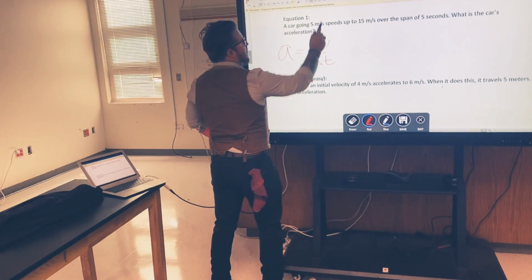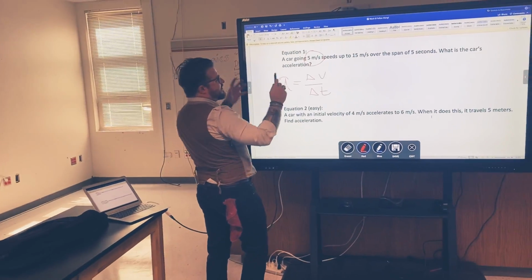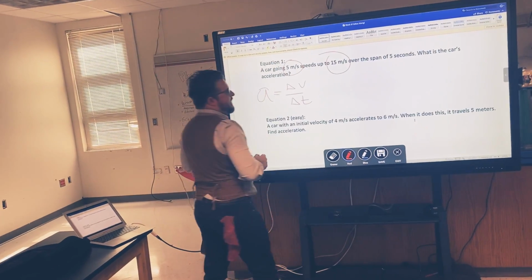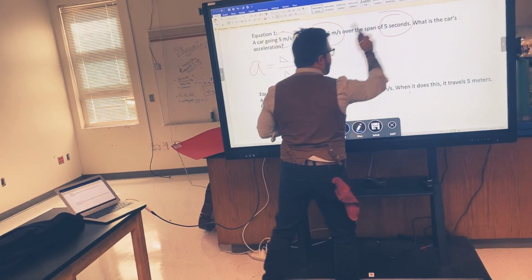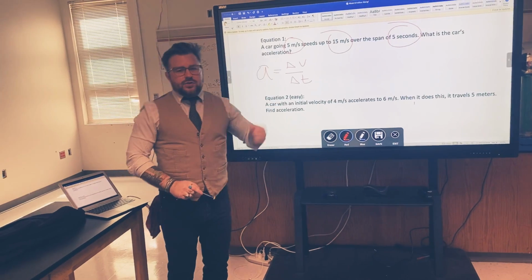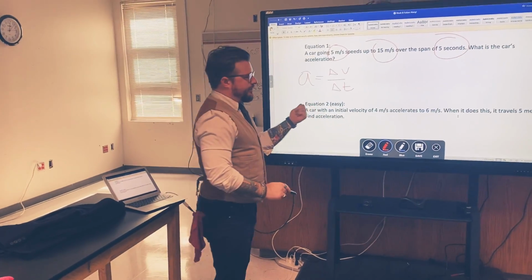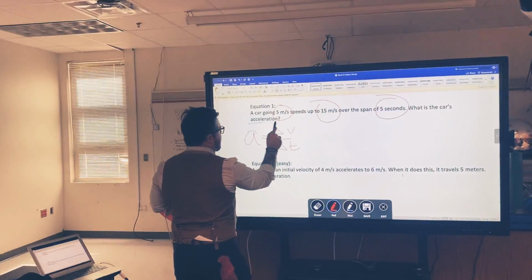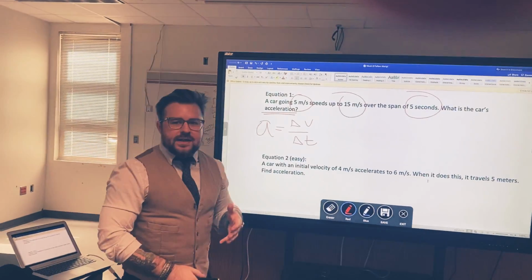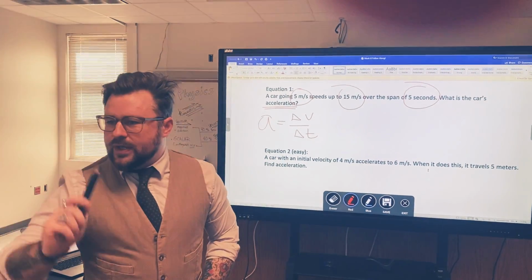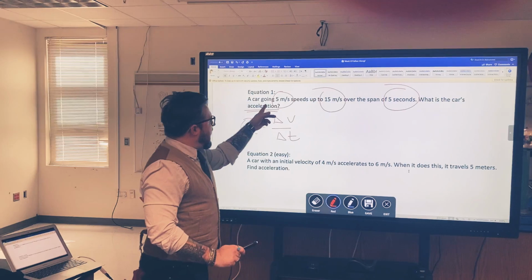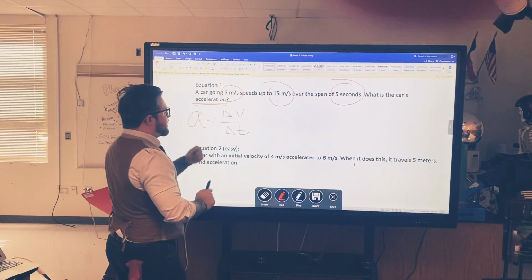A car is going 5 meters a second, and it speeds up to 15 meters a second over the span of 5 seconds. Look what I just did. I circled all this stuff that it gives me, given. What is the car's acceleration? That's my unknown, that double underline. I do not know it. Given: 5, 15, 5. Let's go.